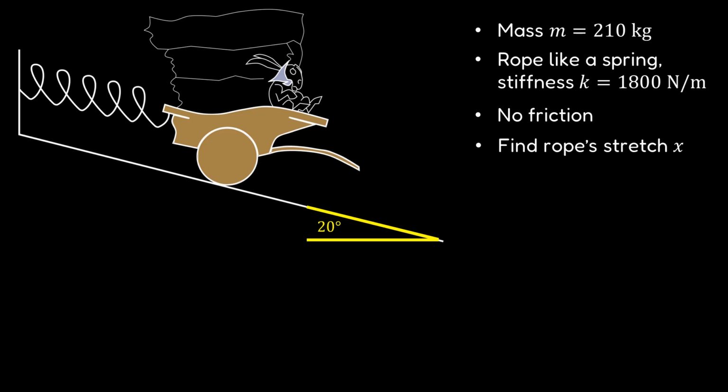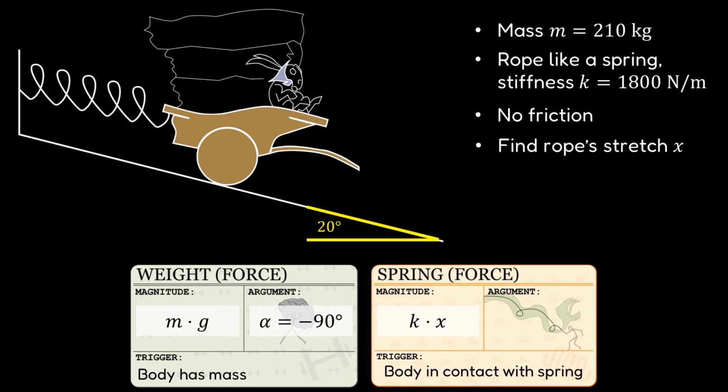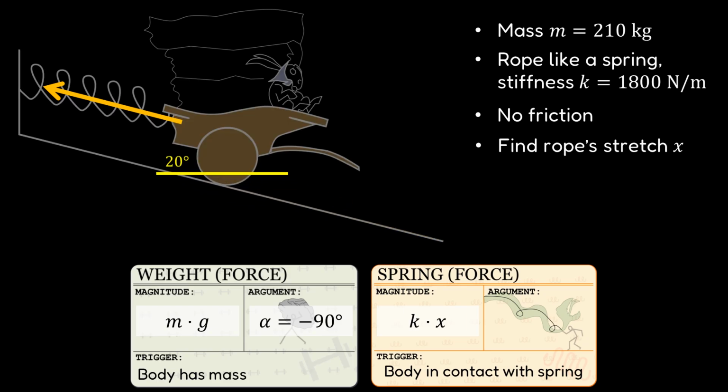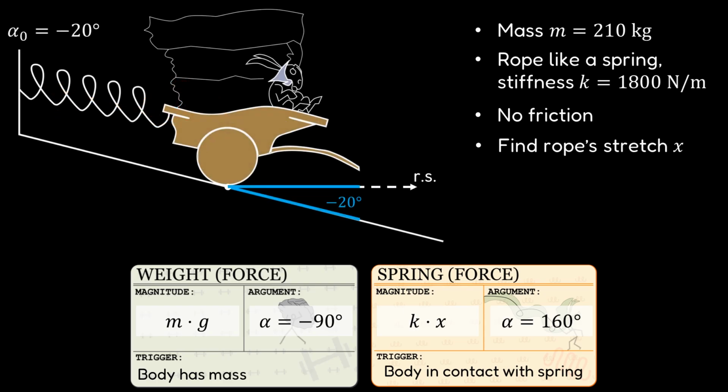The forces present in step 1 are the weight force, magnitude mg, argument minus 90 degrees, and the restoring force of the rope acting as a spring, magnitude kx, where x is precisely the extension we need to find, and the argument is determined by the restoring direction of the spring. Since the slope is inclined 20 degrees, the argument is 180 minus 20 degrees, equal to 160 degrees. No other forces are present. The ground has inclination, so alpha 0 is minus 20 degrees.